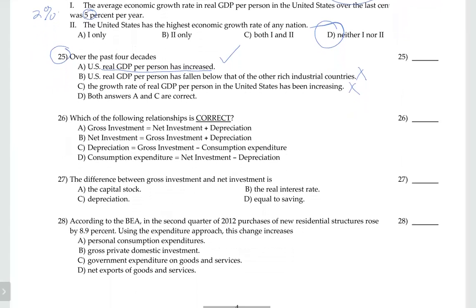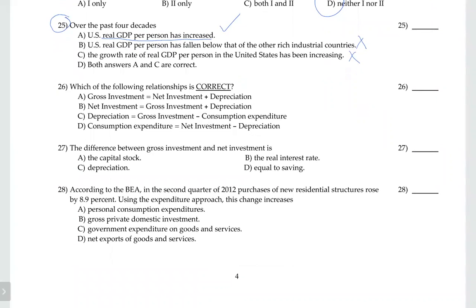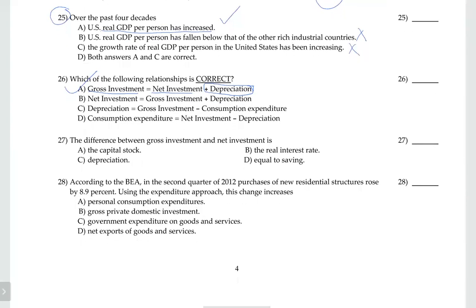Now 26, which of the following relationships is correct? A, gross investment equals net investment plus depreciation. So that's correct. Okay. So just keep in mind this question, right? I probably didn't explain this in detail. So depreciation essentially is the capital worn out. So that is considered as investment because you have to replace this depreciation with additional capital. Now 27, the difference between gross and net investment, that just follows 26, right? So that's depreciation.